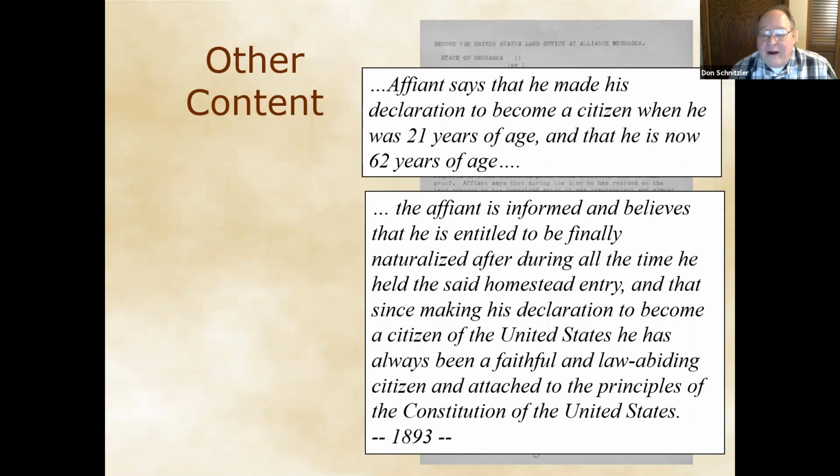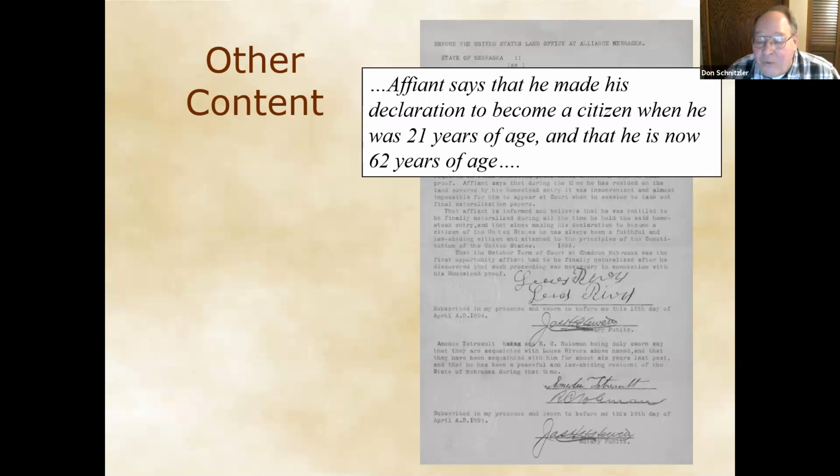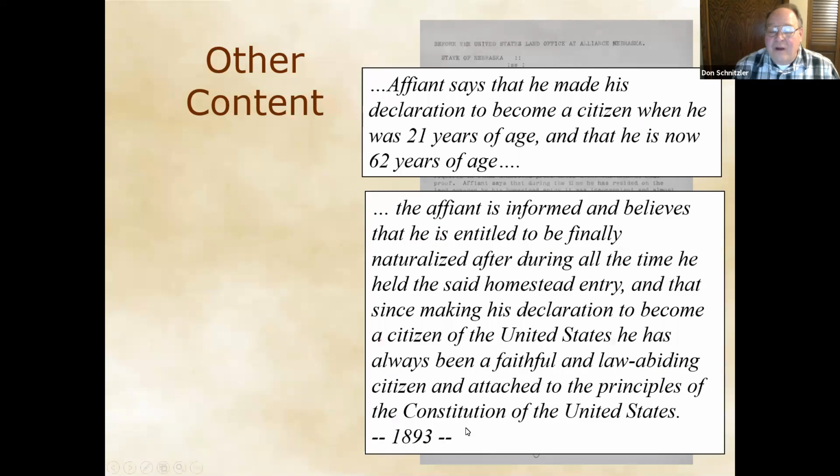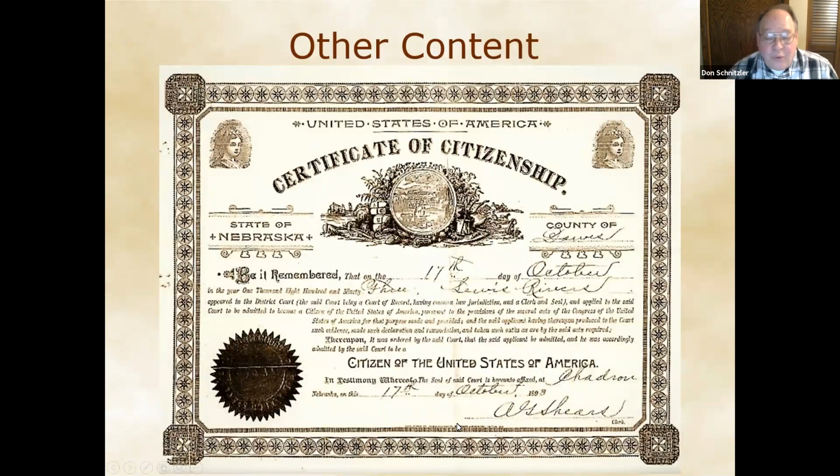And then he goes on and says he is informed and believes that he is entitled to be finally naturalized after, during all the time he held the said homestead entry, and that since making his declaration to become a citizen of the United States, he has always been a faithful and law-abiding citizen and attached to the principles of the Constitution of the United States. And then written in on this, I'm going to see if I can back up here. Written in on here, you can see that typed separately is the date 1893. The paperwork here was actually submitted in 1894, but here are the citizenship papers that were in his next homestead case file. And they had to ask for them again because he didn't submit them with the application.